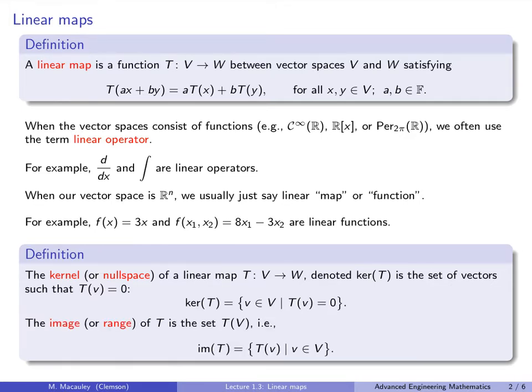The image, or the range of T, is just the set T of V, or the whole space. In other words, we'll write it as im of T, or sometimes T of V. It's the set of all vectors of the form T of v, where v is in the domain space V. Now I want you to remember these definitions because we will use them throughout the class, especially the kernel.